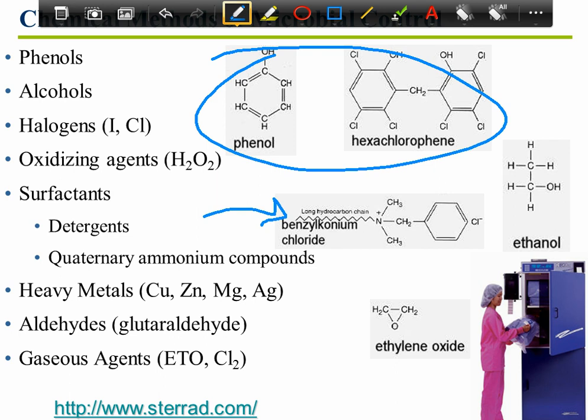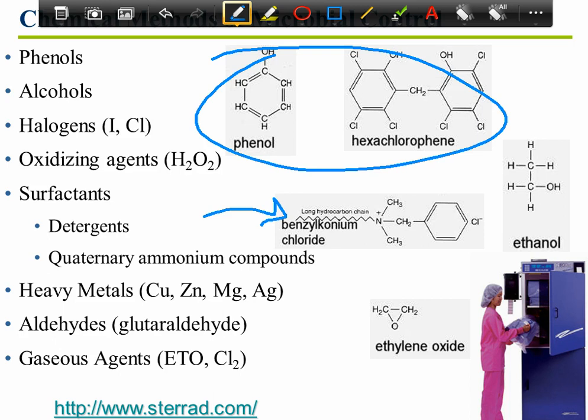Heavy metals like copper, zinc, magnesium, silver, even gold has some antimicrobial capabilities, although those are really expensive and they are not used commonly. Aldehydes, and glutaraldehyde is used commonly to decontaminate. And then gaseous agents like chlorine gas and ethylene oxide gas are actually the major sterilizing agents for the chemicals.